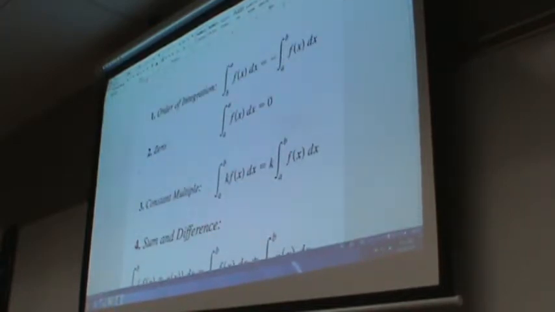Alrighty. So, I just want to let you know that these rules are actually in your textbook on page 269. So don't be feverishly writing this stuff down. It's right here on page 269 of your textbook. Look at number 1, order of integration. Someone tell me, why is that true? Why would the integral from b to a be the opposite of the integral from a to b?